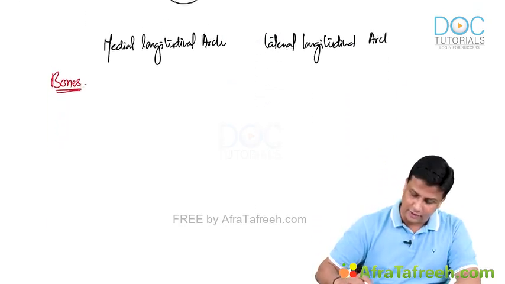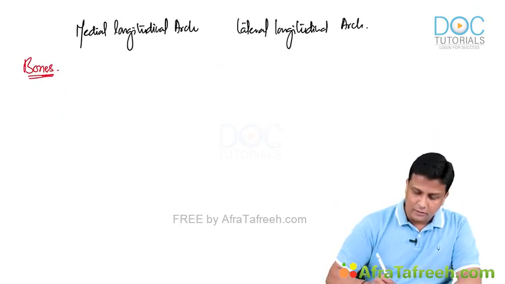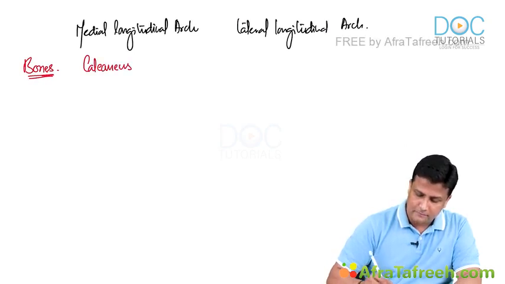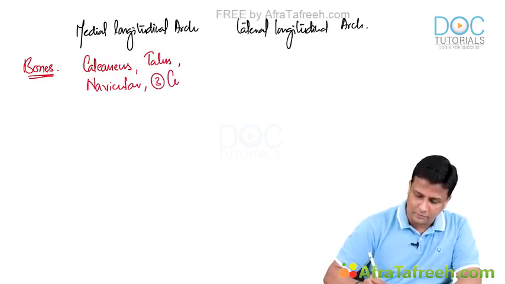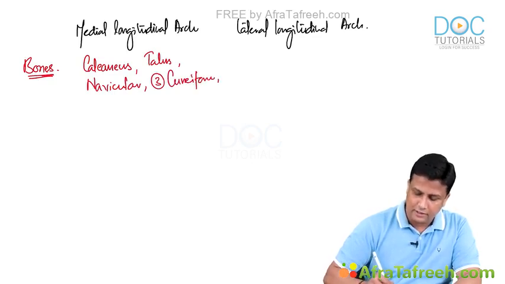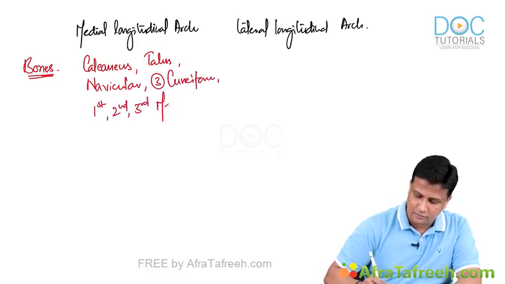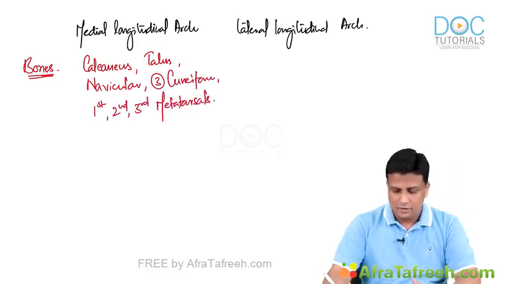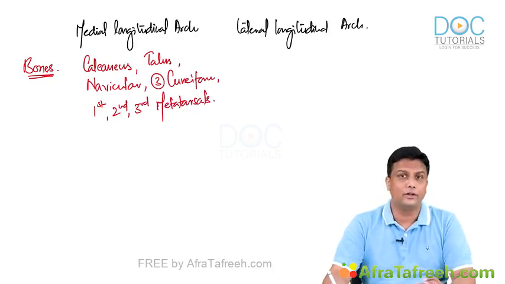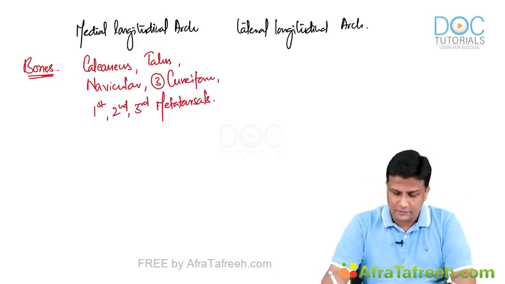So let us just write down the names of all these bones here. The medial longitudinal arch is formed by calcaneus, talus, and then in front of talus navicular. In front of navicular all the 3 cuneiform, and then first, second and third metatarsal. So these are all the bones which are contributing for the formation of medial longitudinal arch.